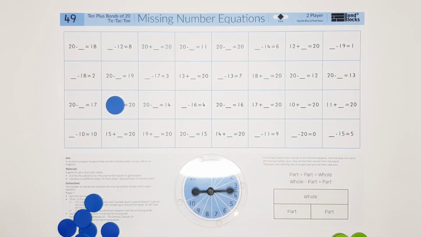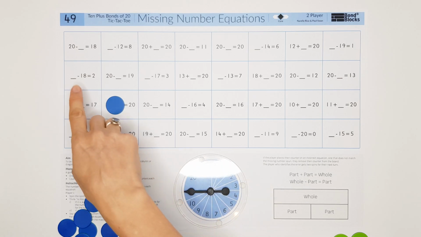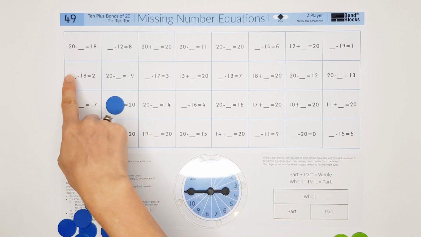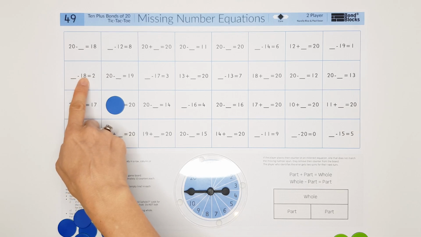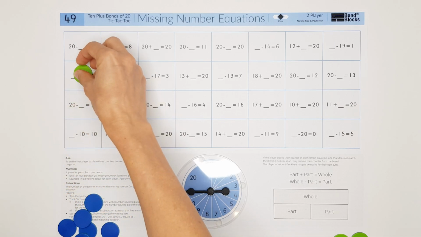Player 2 has their turn. And they spin 20. So they need to place their counter where the whole of 20 would fit. And I'm going to place it here. And I say 20 subtract 18 equals 2.